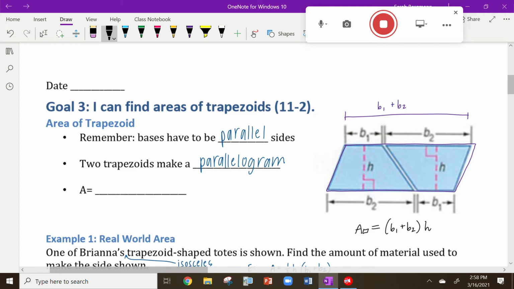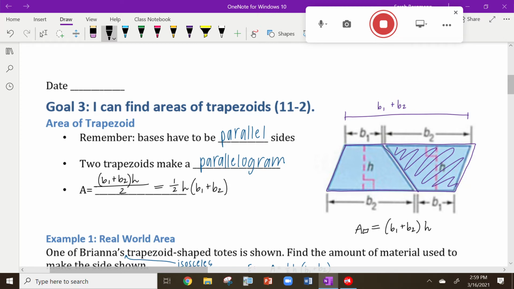Now, with this being cut in half and creating a trapezoid, if we want to find the area of just one of those trapezoids, we would take the area of the parallelogram and divide it by 2. So to find the area of a trapezoid, we have the formula B1 plus B2 times the height divided by 2. Another way to write this is 1/2 times the height times B1 plus B2.